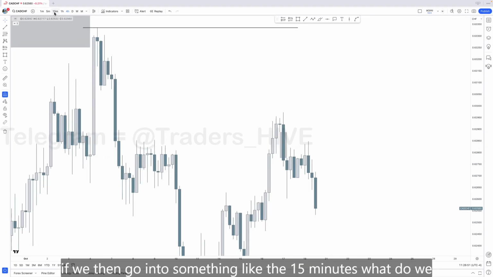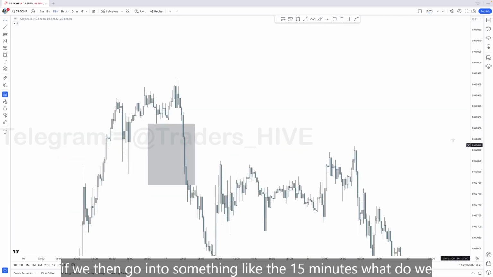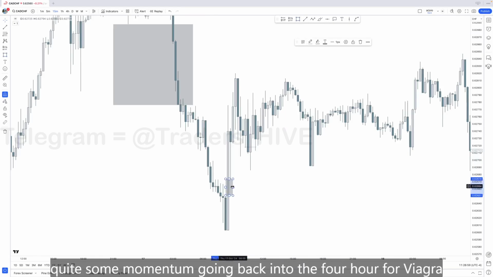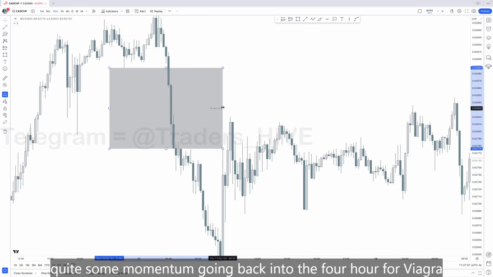So if we then go into something like the 15 minutes, what do we see? Well, technically speaking, we create a fair value gap, quite some momentum going back into the 4-hour fair value gap right there.